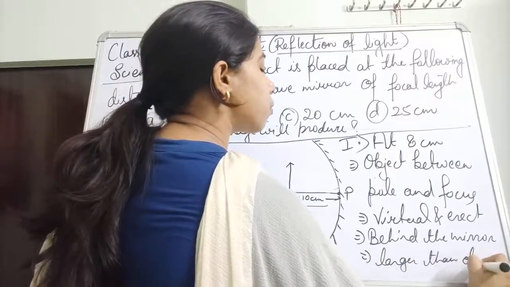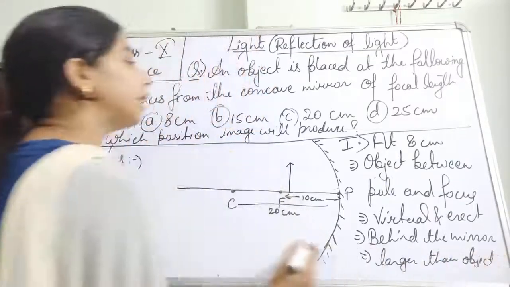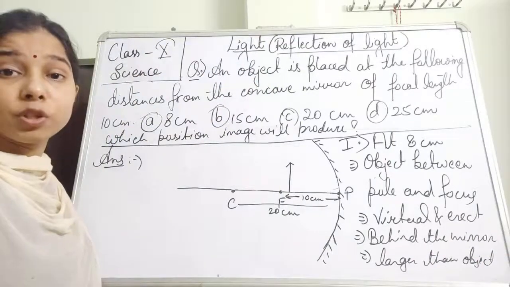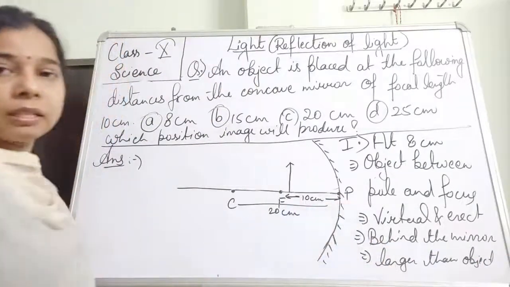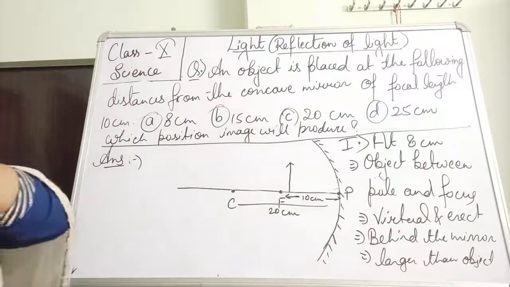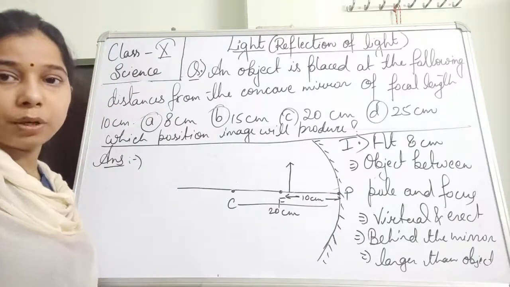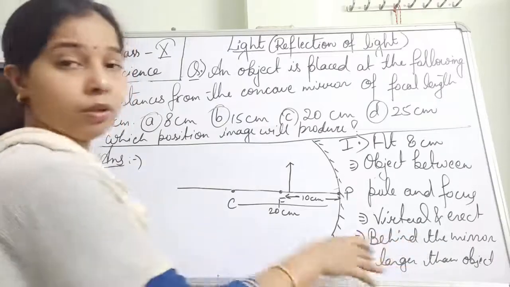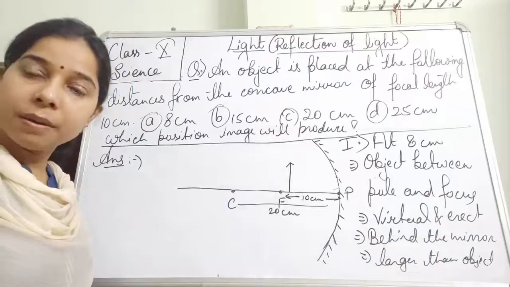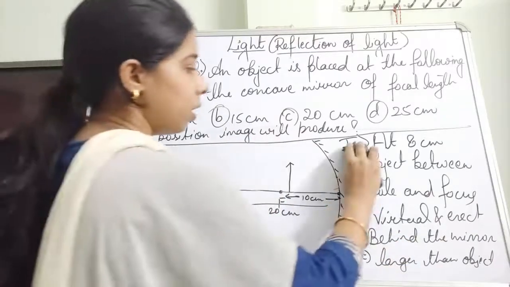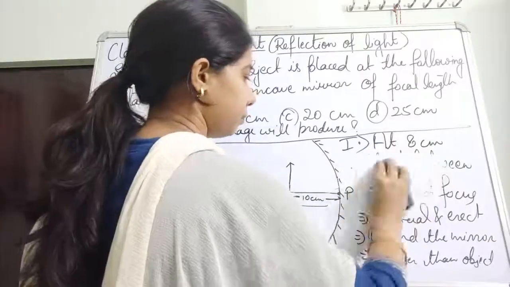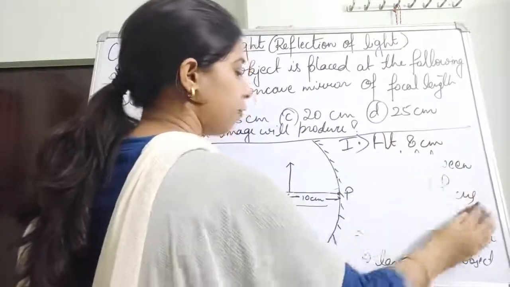If it is asked, students, what is the nature of the image formed and what is the position, at that time you will write all these things. Otherwise, if the question simply asks what is the position where the image will be produced, you can simply write it will be produced behind the mirror. This is the first case.